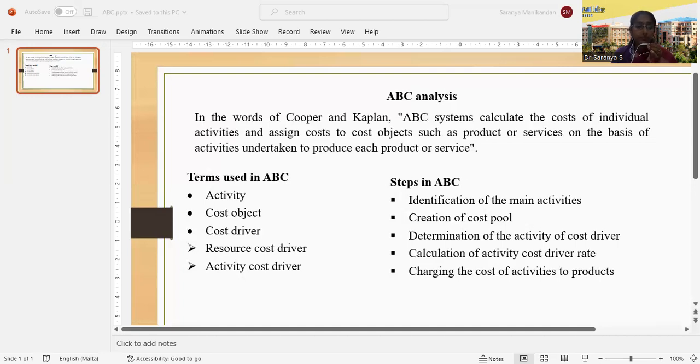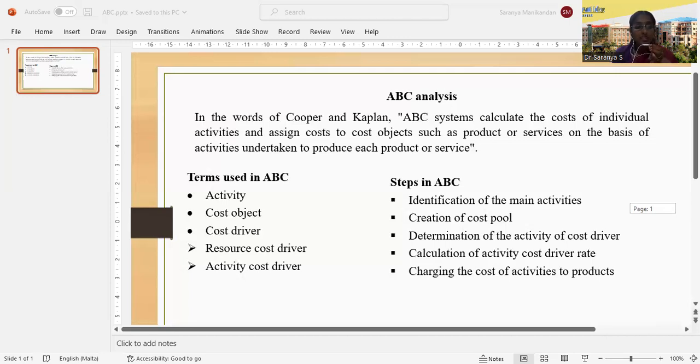So, number one, identification of the main activities. First of all, we should identify the major activities of the organization that should neither be too large or too small. If it is very large, then that will be very costly or that may add complexity to the system. Or if it is very small, then that may compromise the accuracy of the cost. So total cost involved in the activity should be significant enough to justify the separate treatment of an activity.